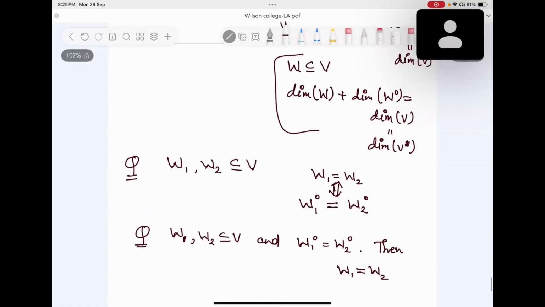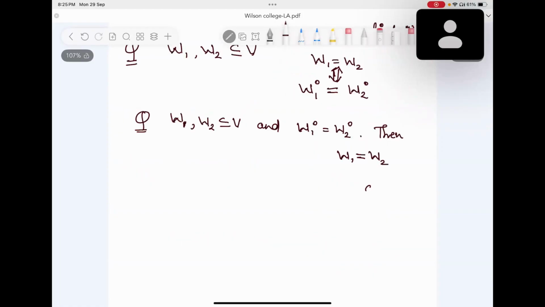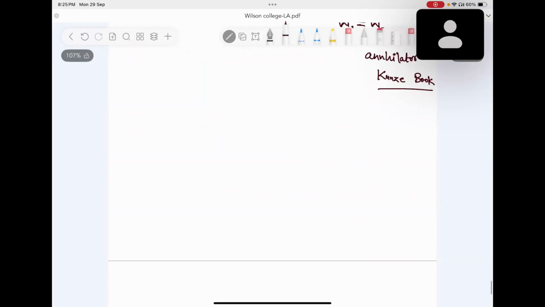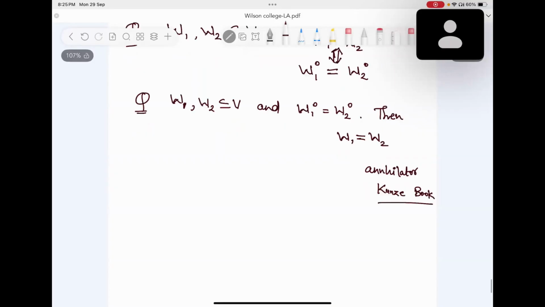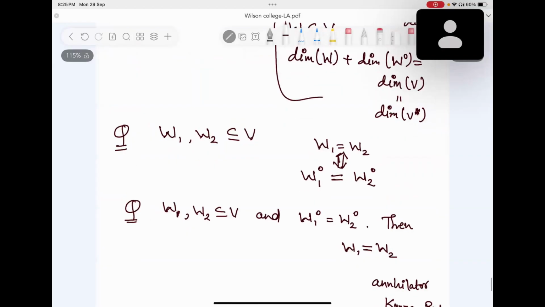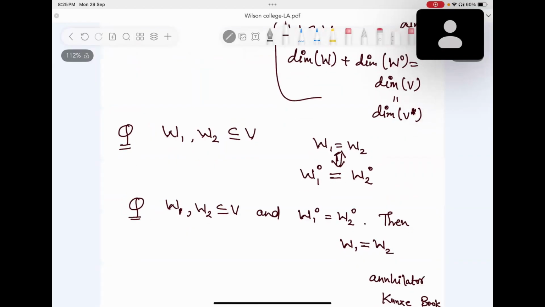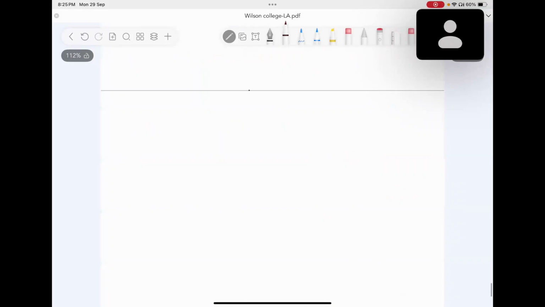For more information about annihilators, you can read the Kunze book. Okay. And let me tell you something about eigenvalues. I think this is the first time you are doing annihilators. So let me do something on eigenvalues.